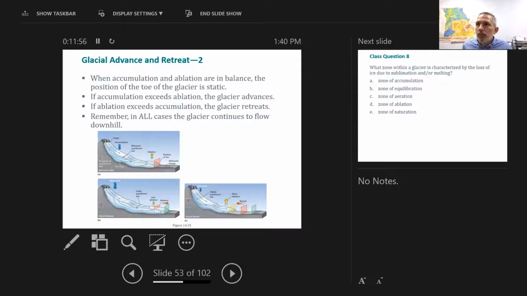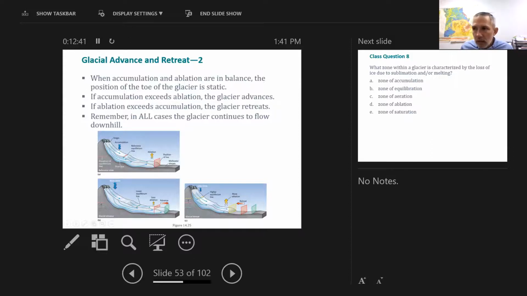And so what we're looking at is, in a steady state, measuring at the same time each year, the same position of the equilibrium line and the end of the glacier are going to be the same year after year. But if we had more snow falling or less snow melting, what's going to happen is the equilibrium line is going to get lowered. Again, that's the boundary between areas of equal amounts of snowfall and melting. And if that's the case, then it's also going to push the equilibrium or the ablation line further down, and you're going to have the glacier advancing.